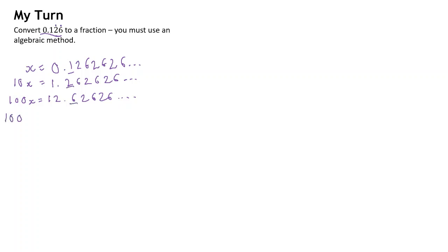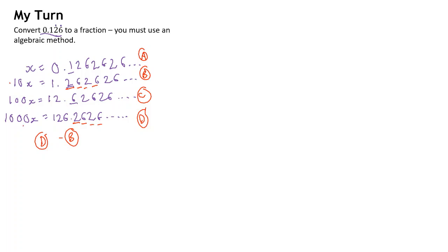Let's work out 1000x. And that would be 126.2626. And so then after that, we can see that this one begins 2626, and this one here begins 2626. So this time round, if we label them all A, B, C, and D, we are going to do D subtract B, because those are exactly the same after the decimal point. With that in mind then, we are going to do 1000x subtract 10x, which is 990x.